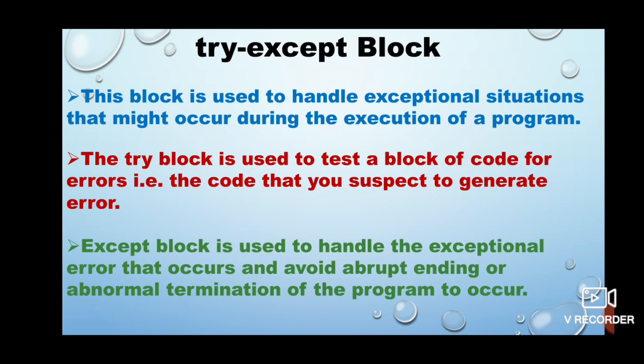Okay, now what happens in this block? This block is used to handle exceptional situations that might occur during the execution of a program. It is not always that this problem is going to occur. It will only happen in exceptional situations, and in order to handle those exceptional situations yourself, you have to make use of the try except block.